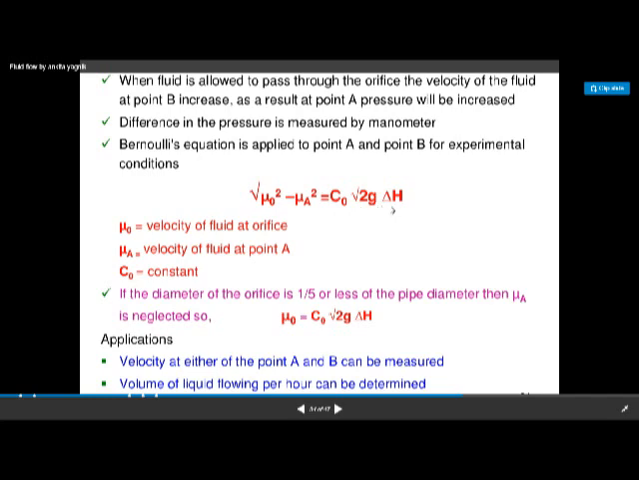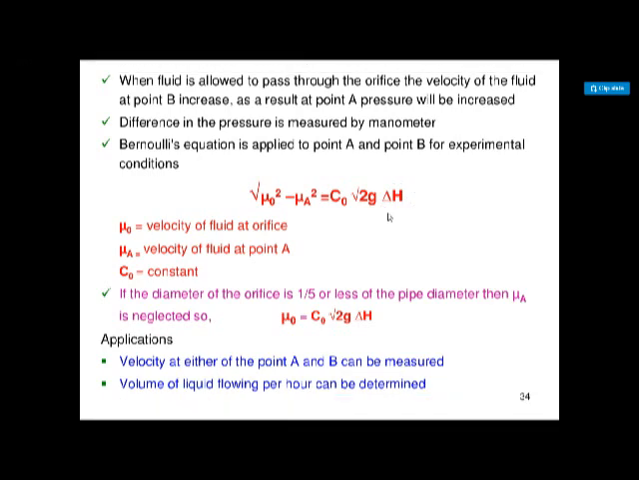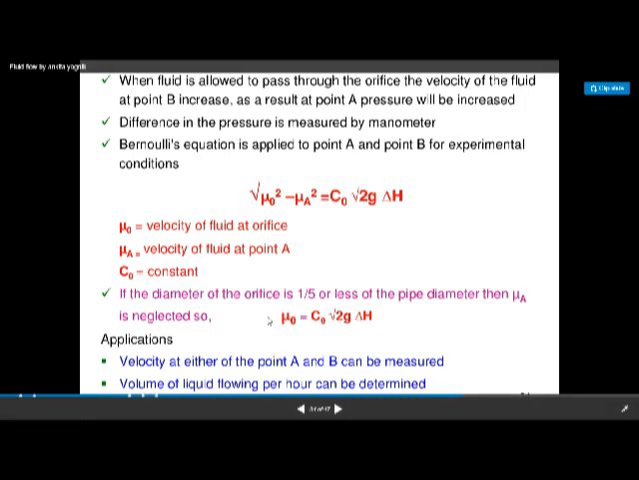So what is P1? Pressure at the point of the orifice minus the pressure at the point A. We know that P is equal to H rho g, but rho and g are both constant values, so it is directly proportional to delta H, the difference in height, which can be measured using the manometer. So in this way we use the value delta H, and the equation will be u0 is equal to C0 under root 2g delta H.